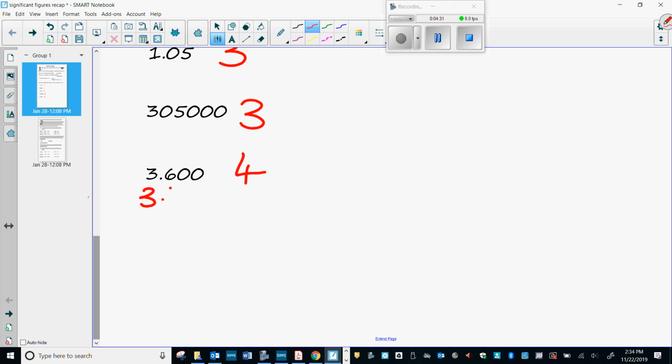Now, yes, this has the same value as this. It's exactly the same amount. 3.600 and 3.6 have the same value. But this one has 4 significant figures, this one just has 2. And the reason is because these are after a decimal point. Is everyone clear on that? Yes?